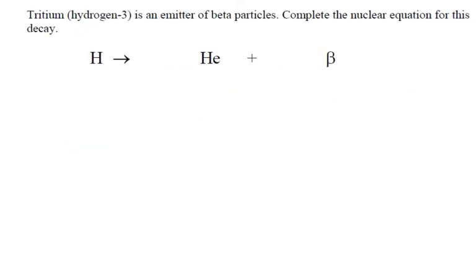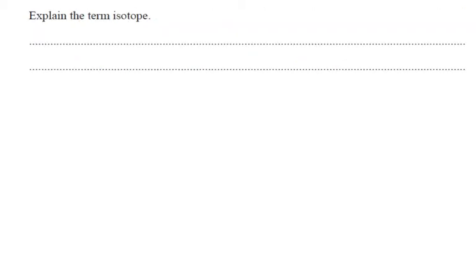Tritium, hydrogen 3, is an emitter of beta particles. Complete the equation for this decay. So tritium is 3 and 1, and it's going to become helium, which is 3 and 2, and then we're going to have 0 here and minus 1, because 2 minus 1 equals 1.